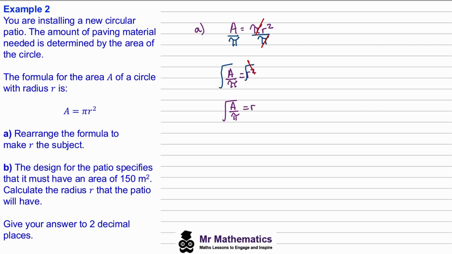And that's part A. For part B, work out the radius when the area is 150. So now we're substituting this 150 into our rearranged formula.